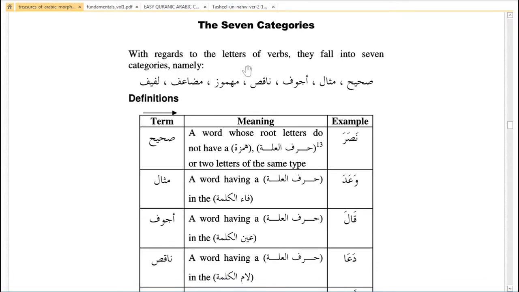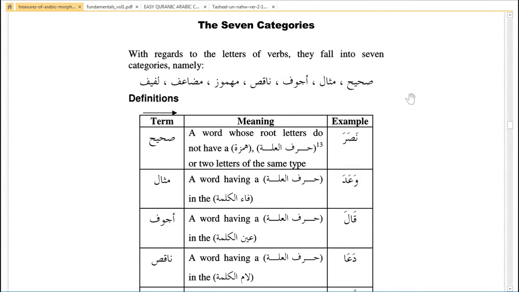Why is it called huruf illa? When it comes, there's an illa in that verb, so it has to be fixed. That's why it's called huruf illa. So huruf illa are waw, alif, and ya. Now these 7 categories will teach us where the waw is and what their names are. We might need this for better understanding in the future.